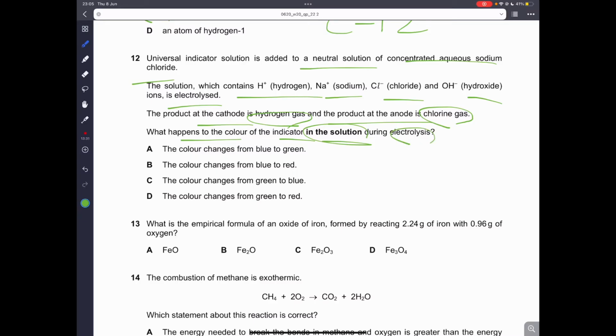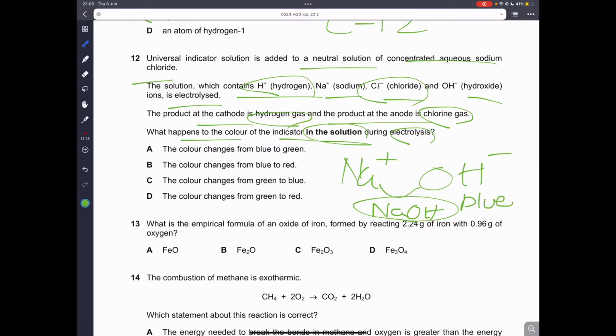Well, the H+ and the Cl- are selectively discharged, and this leaves the solution with only the sodium ions and the hydroxide ions, and when they combine, they form an alkaline solution, which is sodium hydroxide, an alkali, and you could call it a base as well. Therefore a base will turn the universal indicator blue. From a neutral standpoint, firstly it was neutral, which means the universal indicator was green, so it is going to turn from green to blue. This means the color changes from green to blue. C is the correct answer.